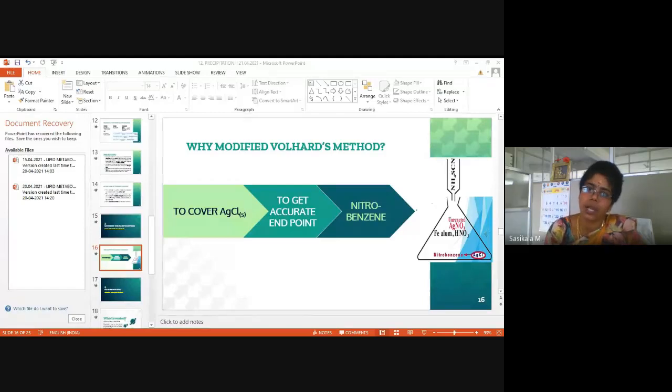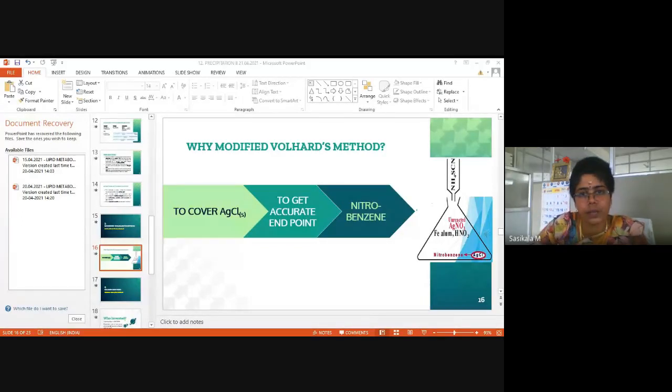Since silver chloride is soluble in water to some extent, the precipitate will slowly start solubilizing and release silver ions. These will again react with the unreacted silver ions, and also with ammonium thiocyanate to give silver thiocyanate. So to prevent this reaction, in the modified Volhard's method, the precipitate is covered with nitrobenzene.